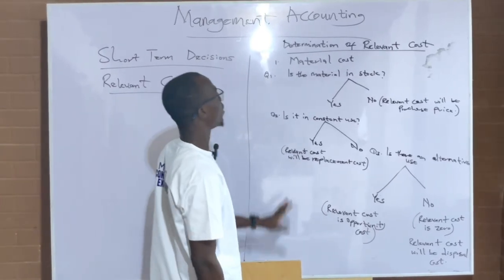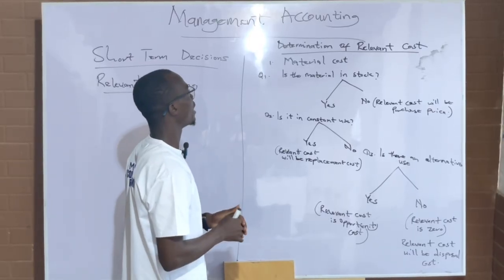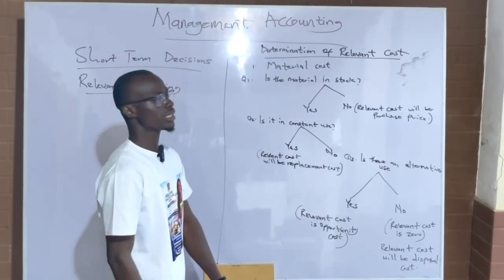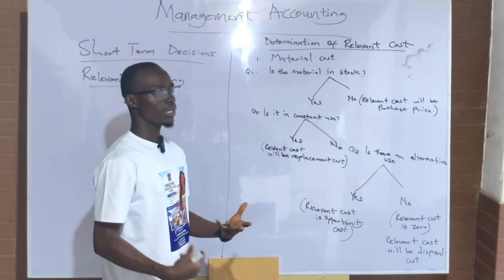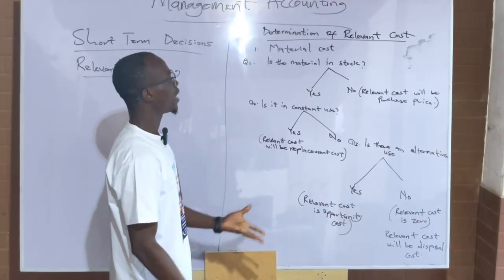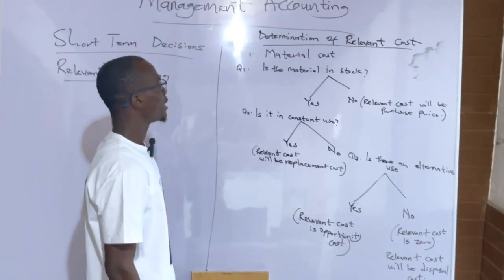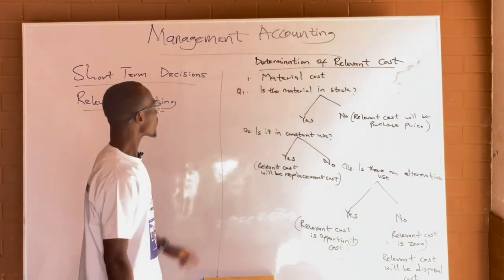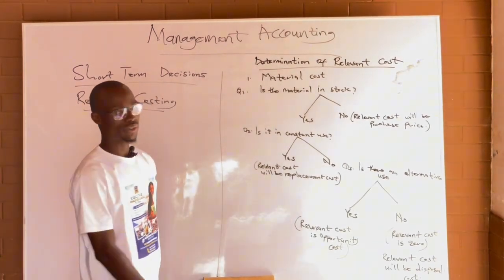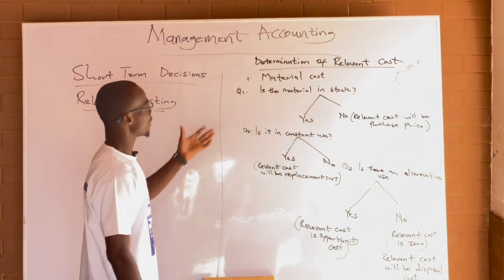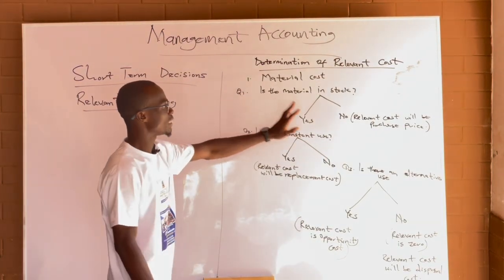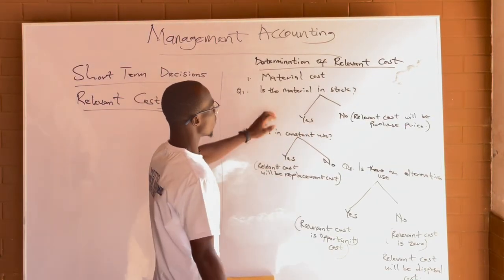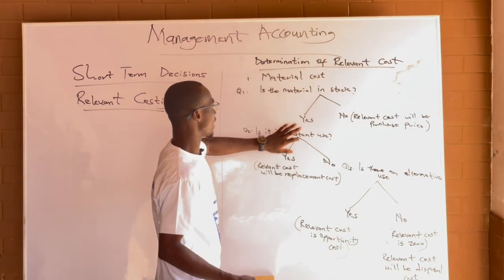So these are the ways that we can determine the relevant cost of material. The first question you need to ask yourself is: is the material in stock? Because you have received an order, the material that we have, is it in stock? Two answers will come in: yes or no.